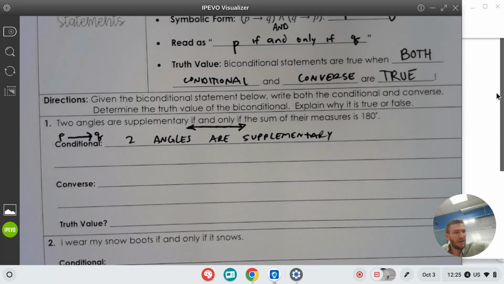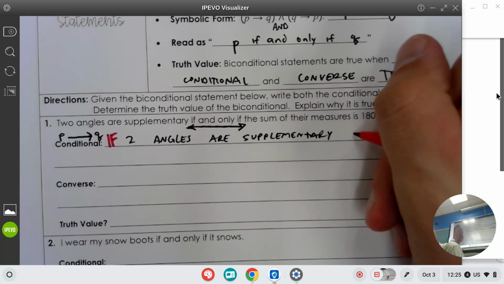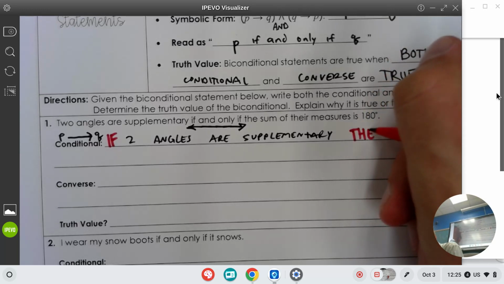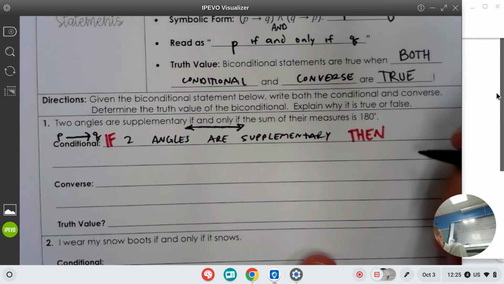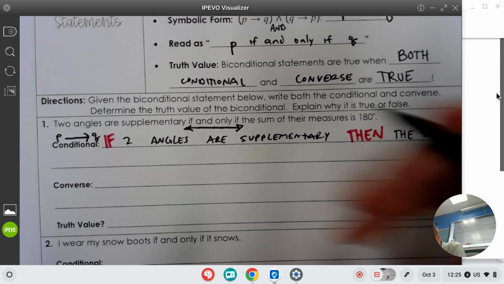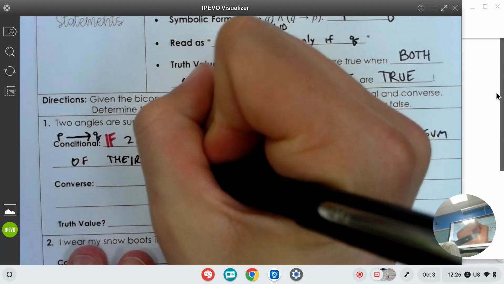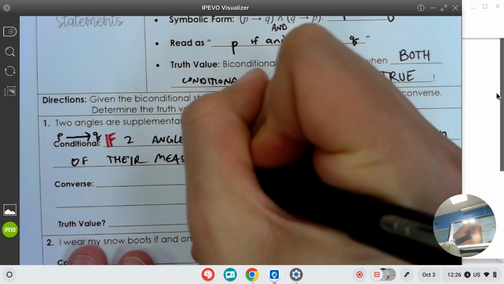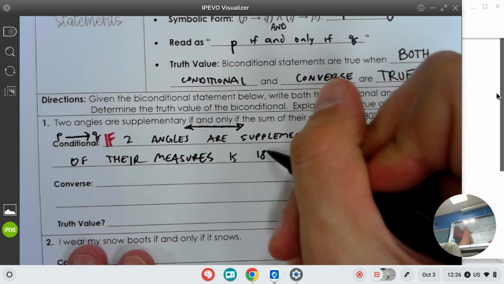and because we're talking about these in terms of conditional statements, we did this yesterday, we're going to use if-then statements. So let's slap an if in front of that. If the two angles are supplementary, then the sum of their measures is 180.